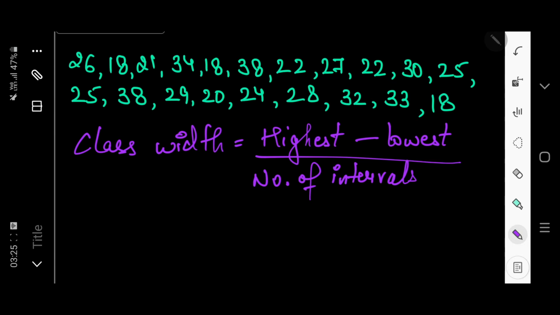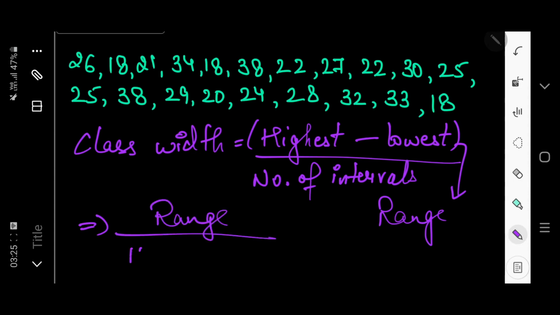So highest minus lowest value is also known as the range. So we can also say that the class width formula is range divided by number of intervals or number of classes.